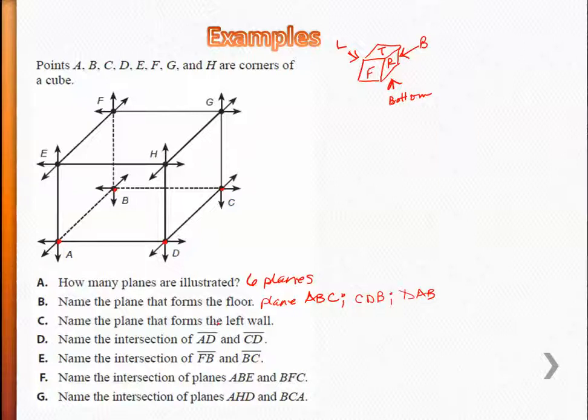Name the plane that forms the left wall. Okay, this is going to be my left side over here. So if I'm going to name that plane, and since I like alphabetical order, I'm going to name it ABE. But understand, you could use any combination of 3 letters. Okay, just make sure that they're capital letters. For instance, you could name it AEF, or you could name it BFE.